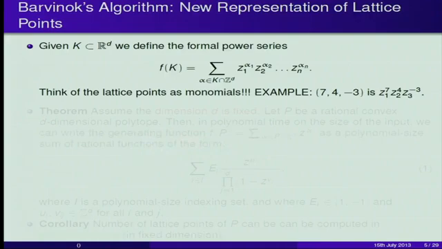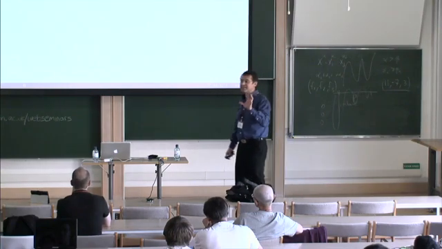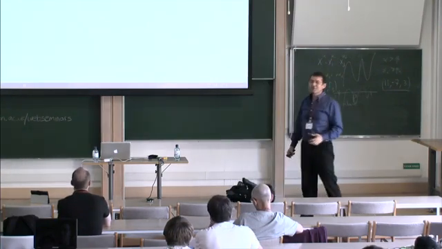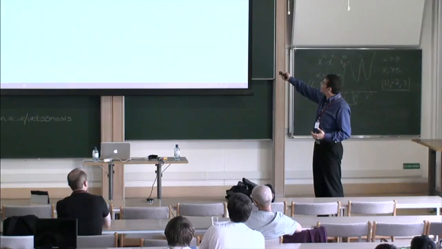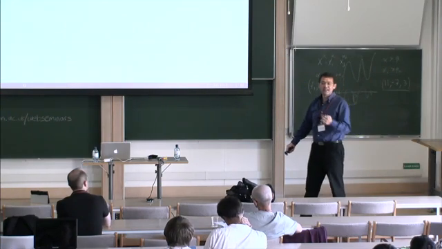So I'm going to do something that at the beginning looks really crazy. I'm going to take a lattice point, and for each lattice point, associate a monomial. So for example, if you have the lattice point (7, 4, -3), this is going to be encoded in the monomial z1 to the 7, z2 to the 4, z3 to the -3. Okay? So every lattice point is a monomial. And now you consider the sum of all possible monomials. So you have one monomial for each lattice point inside your set.